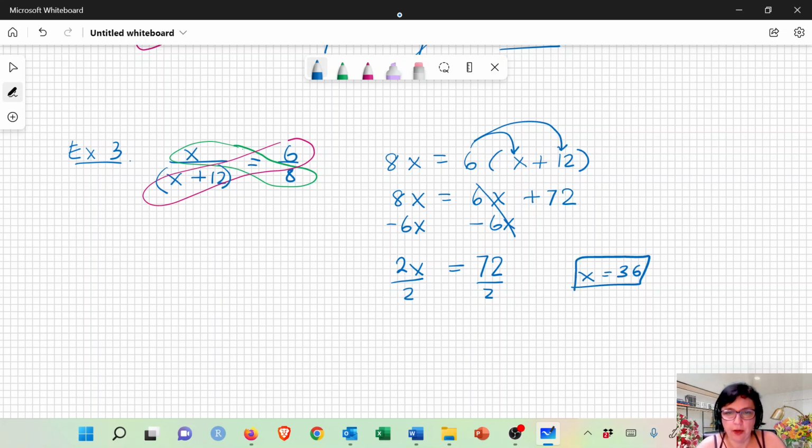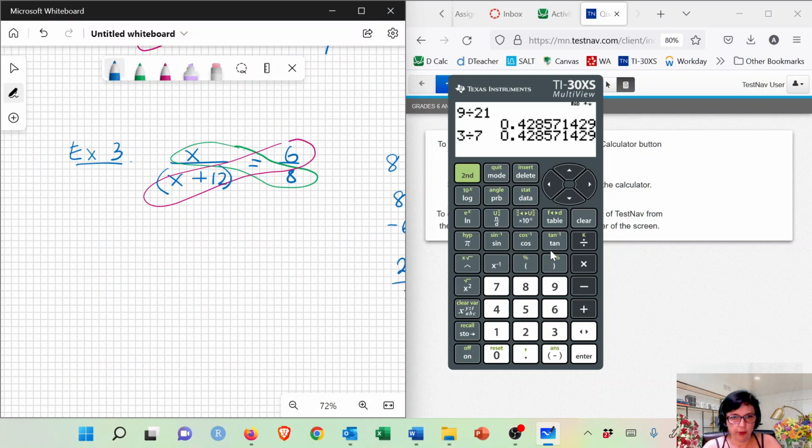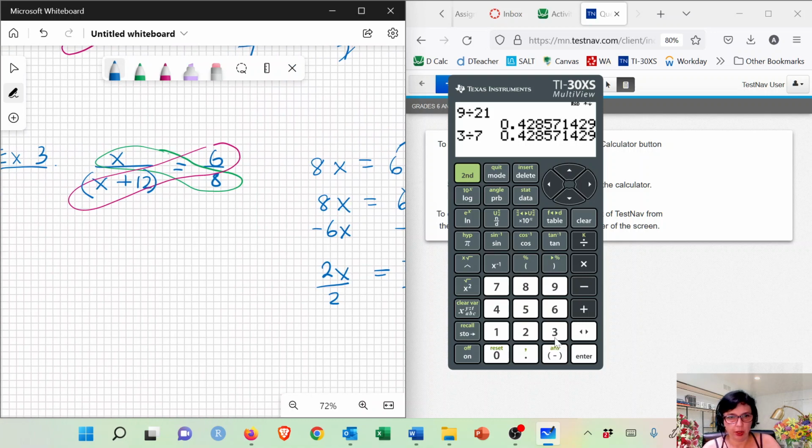Again, if I wanted to see if that's right, I can go ahead and use my calculator. So I think it's 36. Let me plug it in. I go 36 divided by, and I have to put it in parentheses, 36 plus 12. So if there's more than one term, put it in parentheses. And then I do 6 divided by 8. That's also going to give me 0.75. So I know that I got this right.